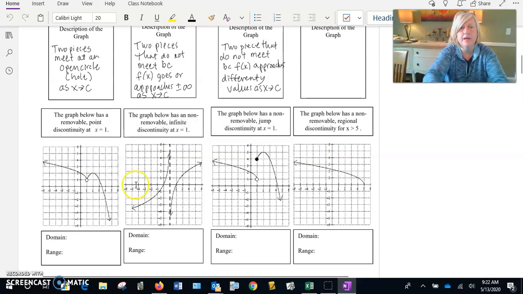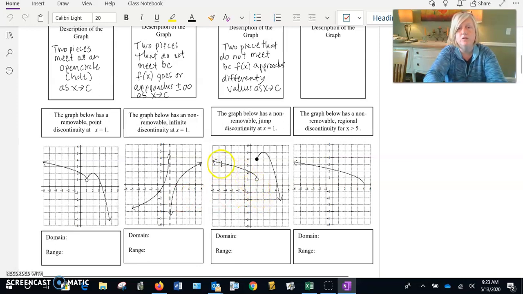There's a hole there. Then over here, we have a vertical asymptote, and you can see as x approaches, again, the same value, x equal to 1, the left-hand side goes up to infinity, the right-hand side goes down to negative infinity, and that's called an infinite discontinuity.